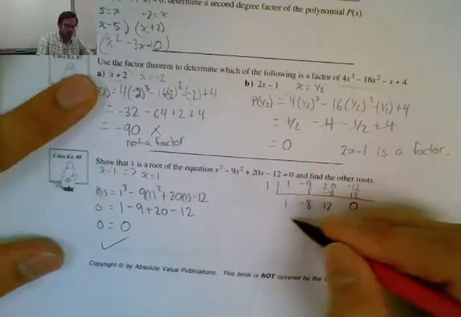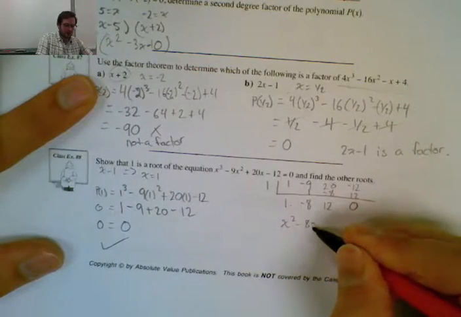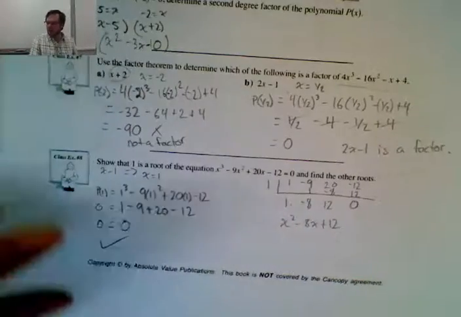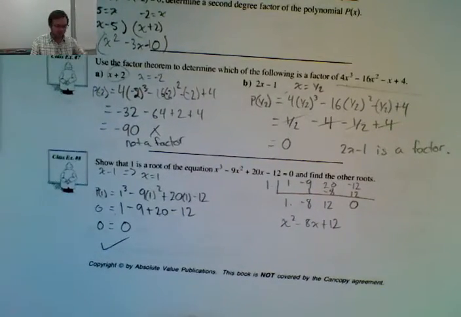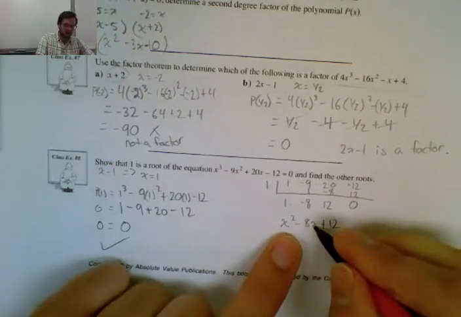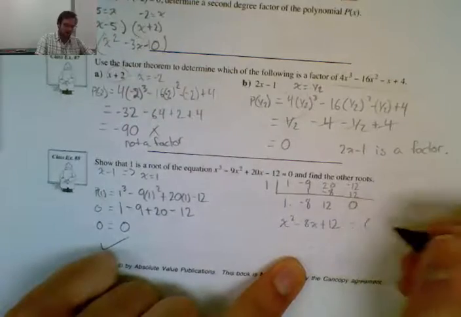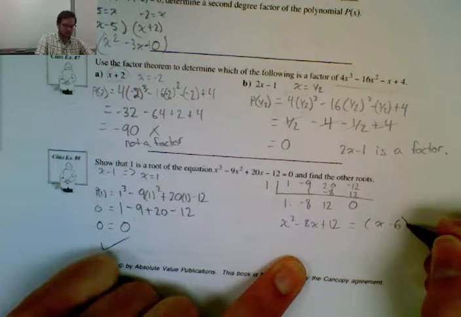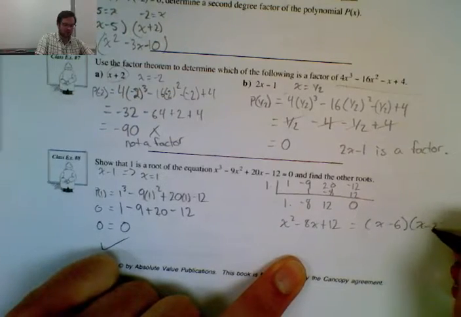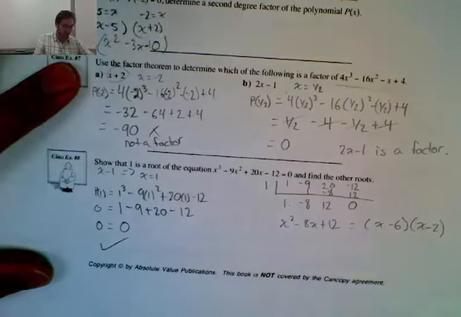So this part here is going to be x squared minus 8x plus 12. Now, factoring this shouldn't be too bad. If we factor this, I can do a quick factor in my head, it's going to be x minus 6 and x minus 2. We could do the box method or whichever way you want to factor that.